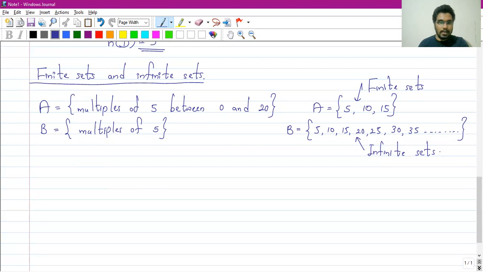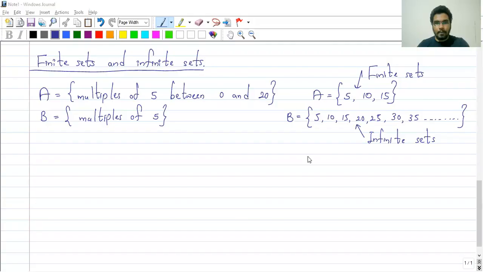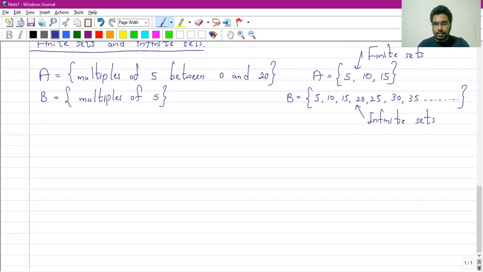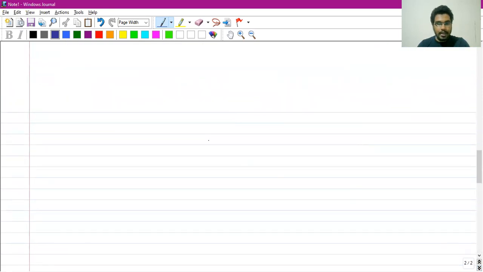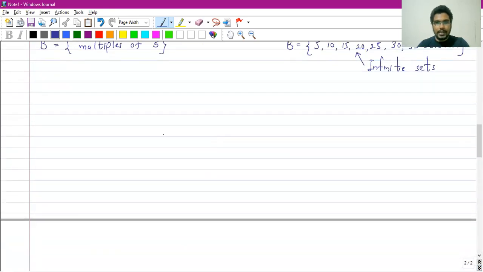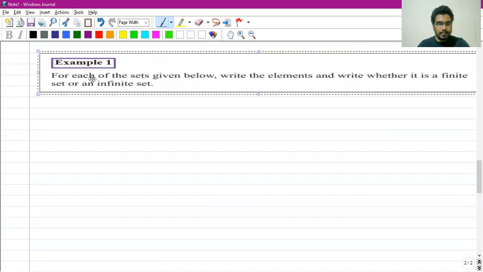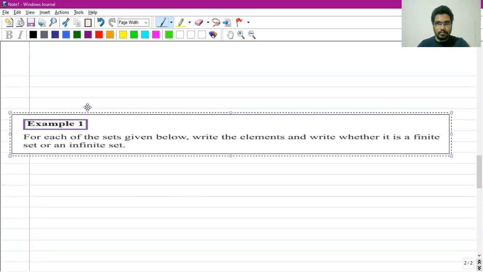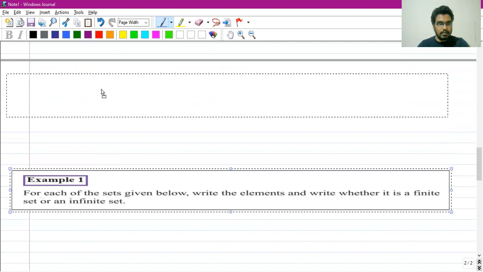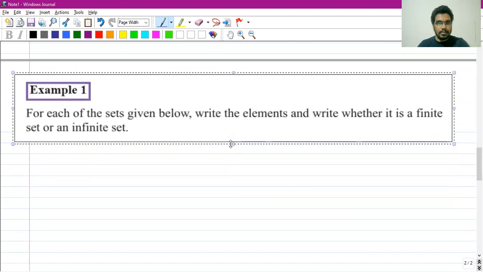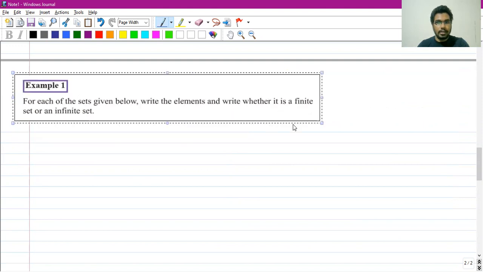So I think you can understand it now. To understand this well, shall we do a small example? This is in your textbook, and if we do that example you will get a better idea about these sets. So this is the example. Shall we try to do it now?